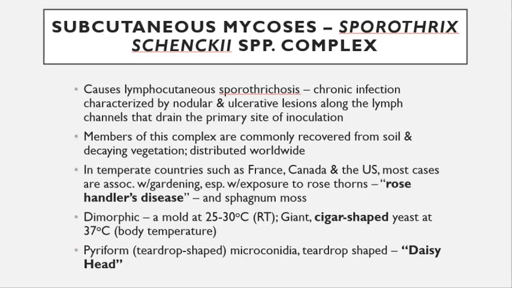This species is known to be dimorphic, with mold forming at 25 to 30 degrees Celsius and giant cigar-shaped yeast at 37 degrees Celsius, which is body temperature. You usually have pyriform or teardrop-shaped microconidia in a daisy head pattern.